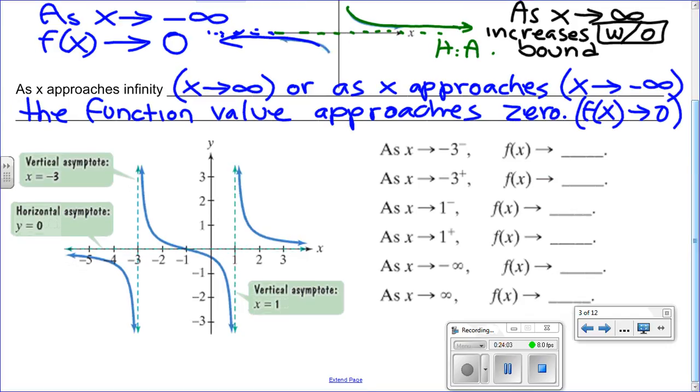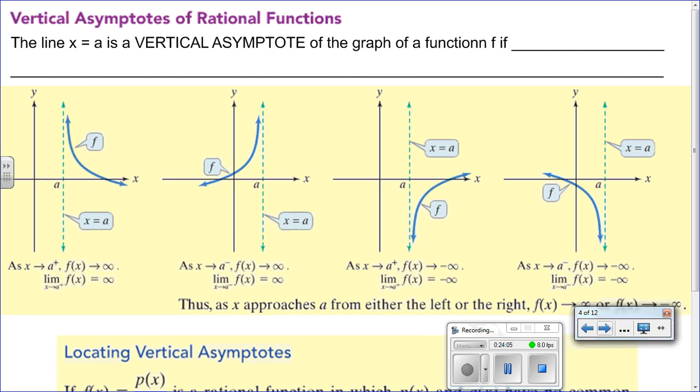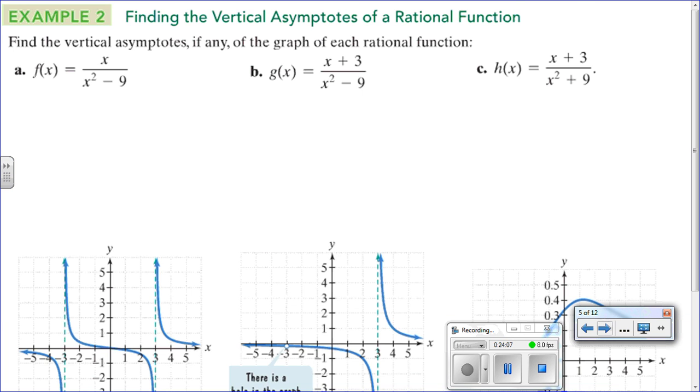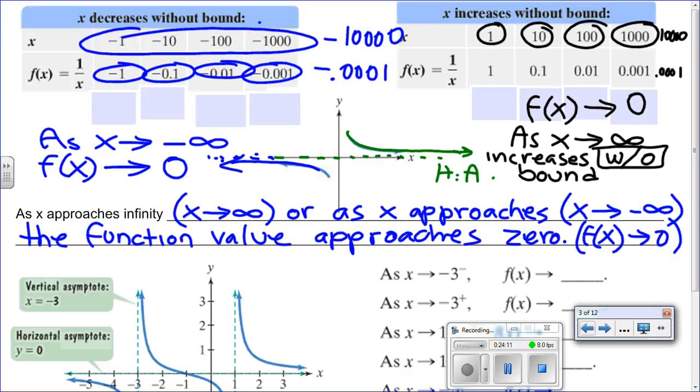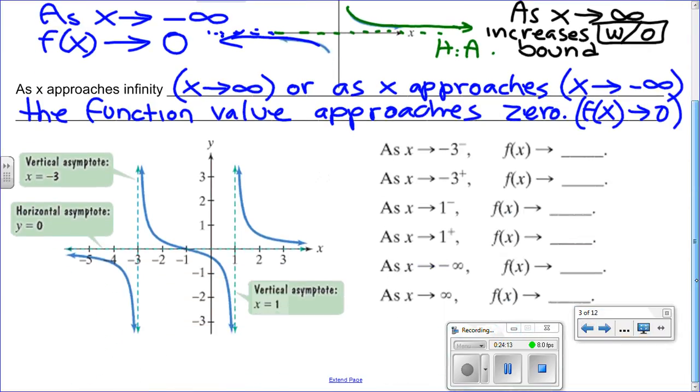Let me see if we have another graph for you guys to do along. We don't. No, we're going back. We're going back. Okay. All right, fine. I'll help you guys with a couple of them.